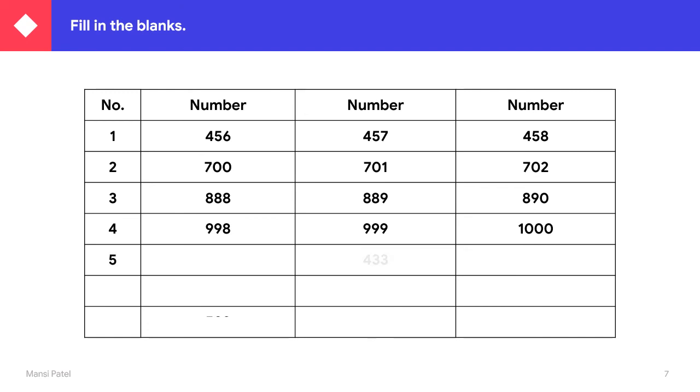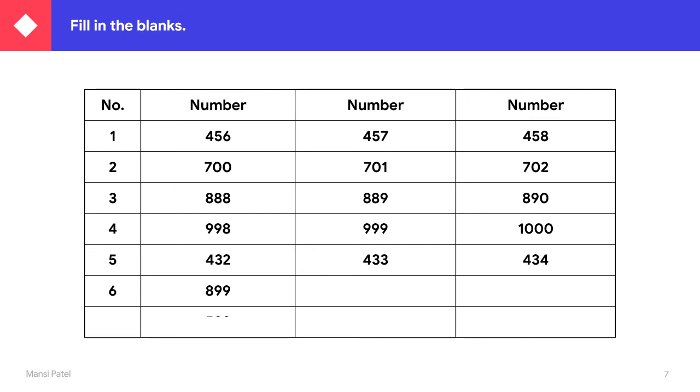Next number 5, that is 433. Again one box empty on the left hand side and one box empty on the right hand side. So we first fill the right hand side box, 433. So after 33, 34 comes. So your answer is 434. Now what comes before 433? It's 432.